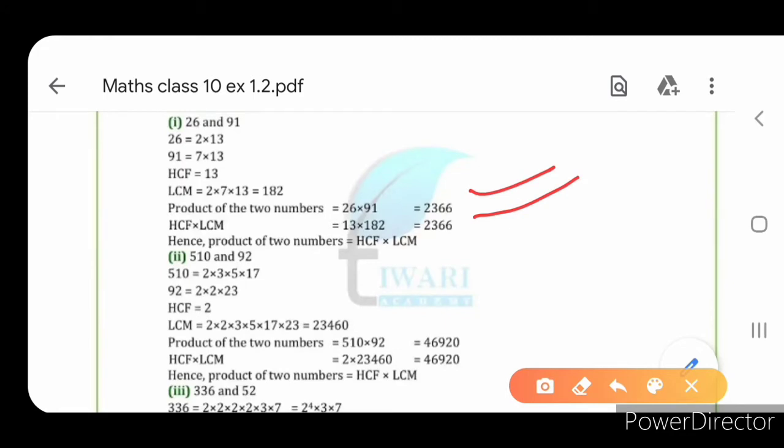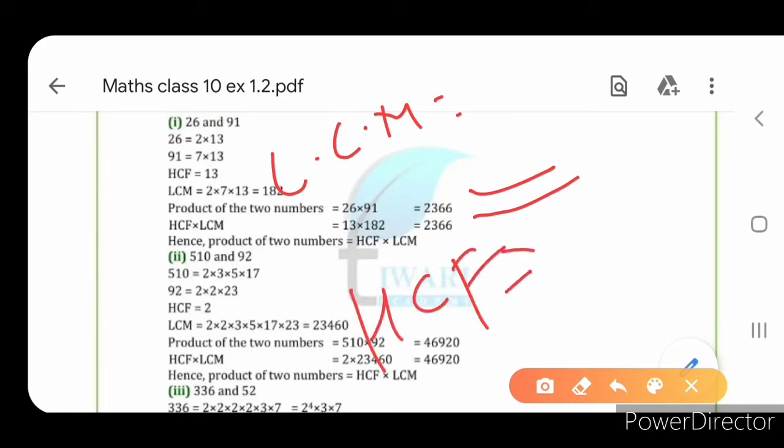Okay. So firstly we have to know how we can calculate LCM and HCF by the prime factorization method. I have told that during calculation of LCM we have to take all bases one time and maximum power, and during the calculation of HCF we have to take all common bases and minimum power.